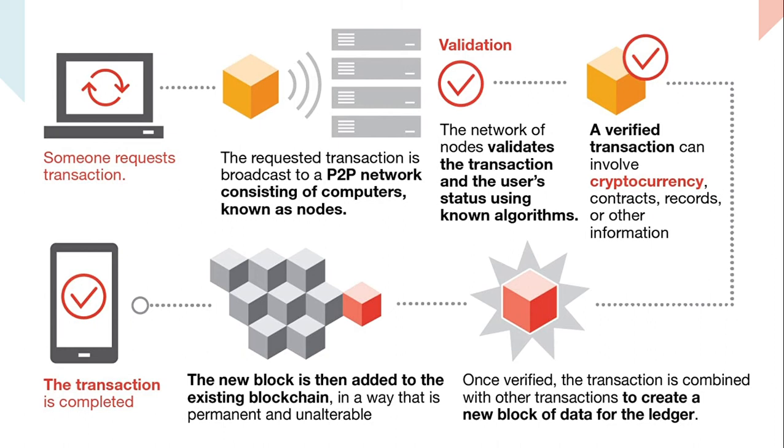In blockchain technology, someone requests a transaction. The request for the transaction is broadcast to the peer-to-peer network consisting of computers known as nodes. The network of nodes validates the transaction and user status using a known algorithm. A verified transaction can involve cryptocurrencies, contracts, records, or other information. Once it is verified and if everything is valid, then the new block is added to the existing blockchain in a way that it is permanent and unalterable. And at last, the transaction is marked as complete.